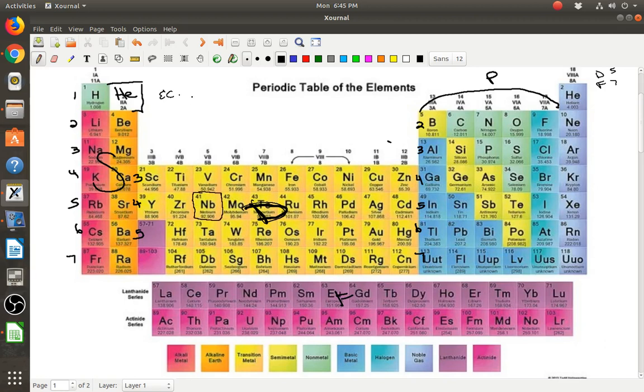Okay, element 41. Right, 41 is its atomic number. That right there is the atomic number. Remember, the atomic number is the number of protons. And if it's neutral, it's also the number of electrons, because it has to have the same number of positives as negatives. To do the electron configuration, we go up one level right above it.